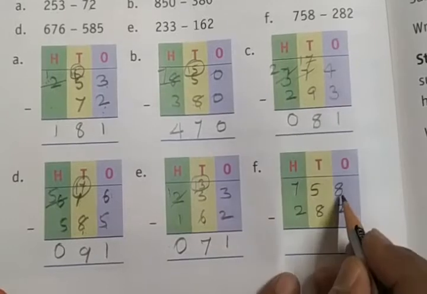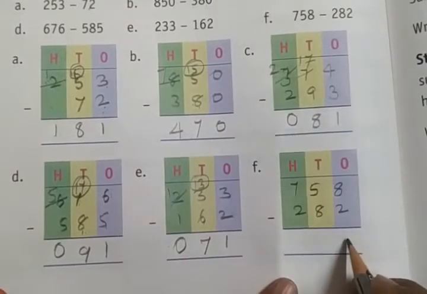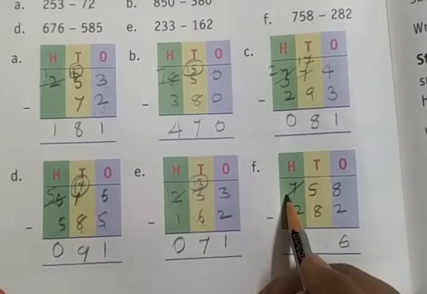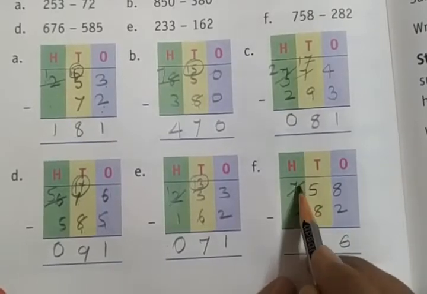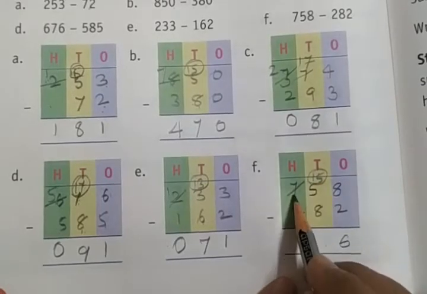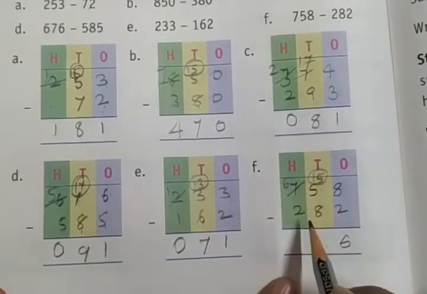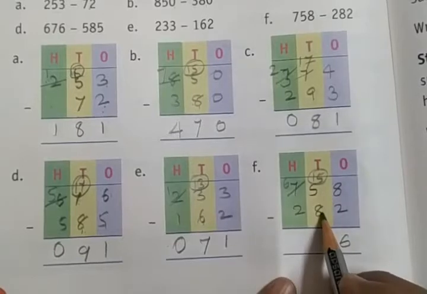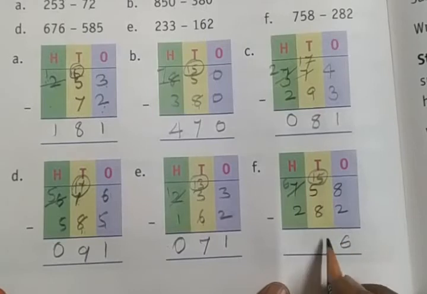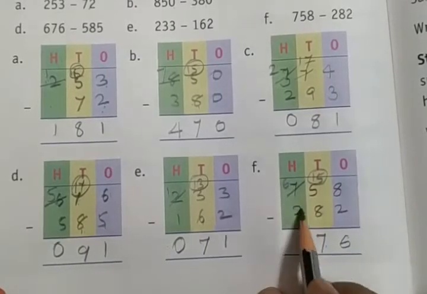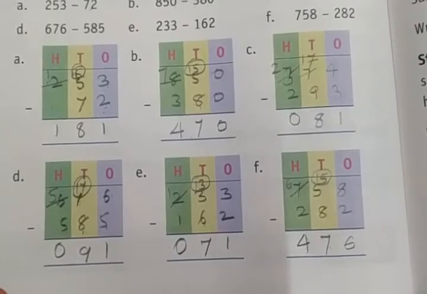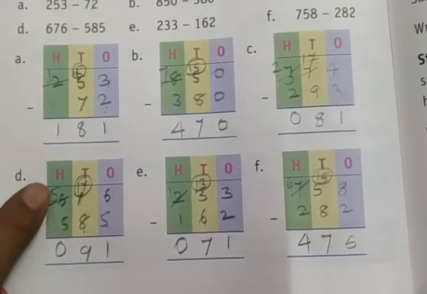Okay. 8 minus 2 is 6. 5 minus 8, so you have to borrow 10. It will become 10 plus 5 is 15. Here 7 will become 6. So 15 minus 8 is 7. 6 minus 2 is 4. Okay, my dear children, are you getting me? Good, that's good.